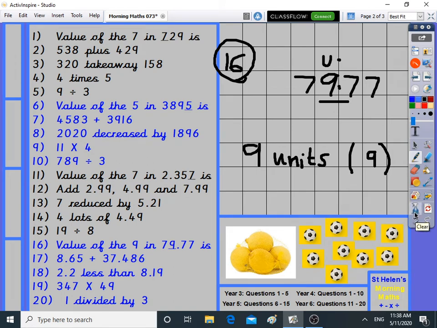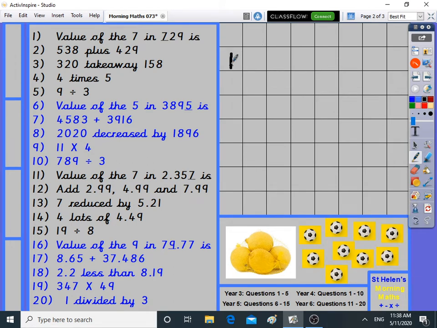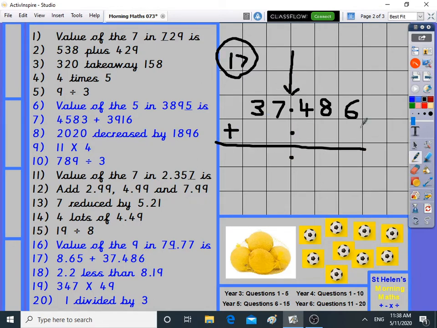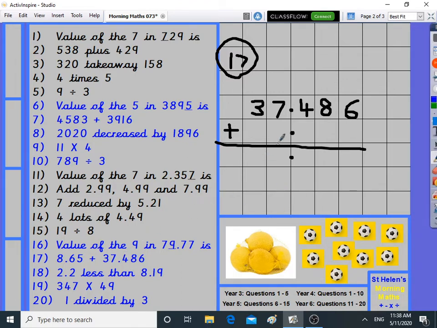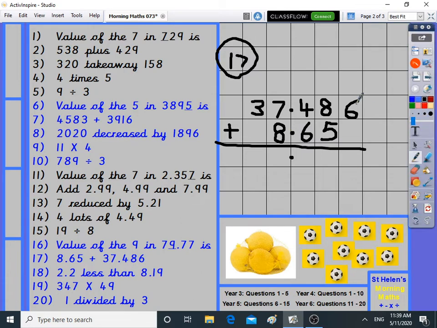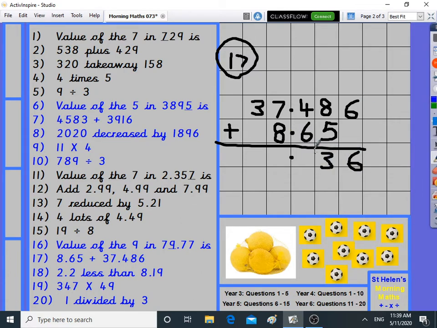And we're on question 17. I'm going to put what looks like the biggest number on the top, and it is the biggest number, 37.486. In plus, it doesn't matter what number's on the top, but a lot of people do like to put the biggest one on the top. Line up the points. Always line up the points in a line going down like that. Otherwise, your plus won't work. And we've got 8.65 to add on. 37.486, 8.65. So it lines up like this. Make sure you get your lining up right. Then I'll do the adding.